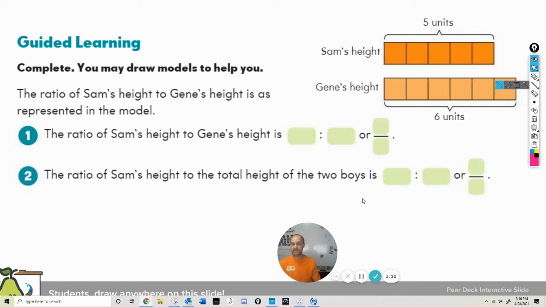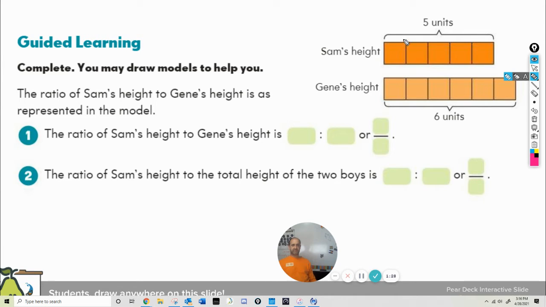All right. Let's compare Sam and Jean's height as represented by this model. Sam's height of 5 units to Jean's height of 6 is 5 to 6 or 5/6. Sam's to the total is 5 to 11 or 5/11. Got it? Not too bad yet.